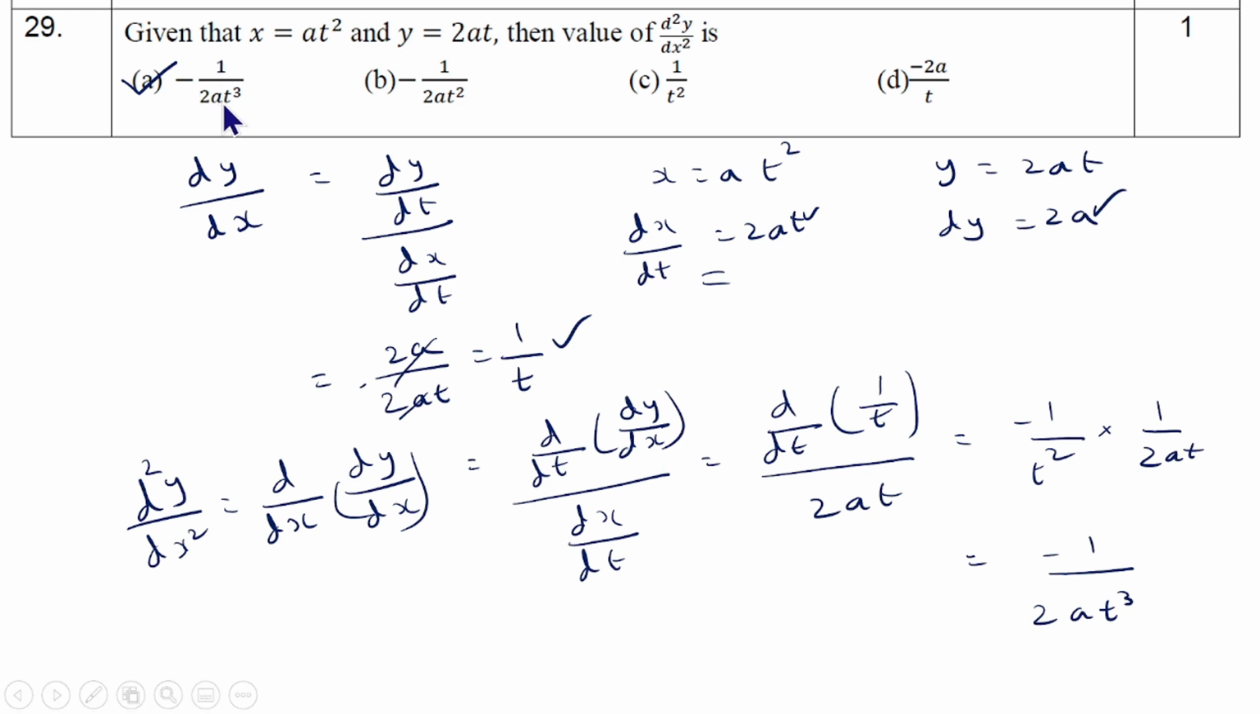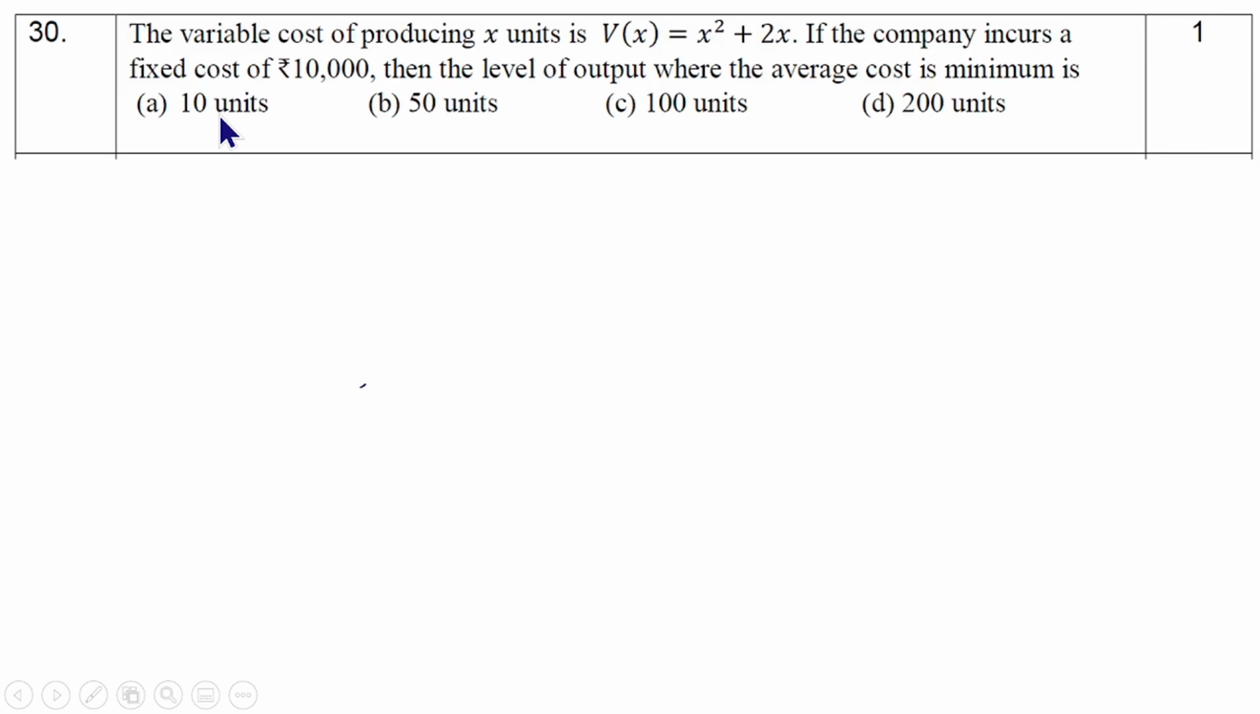So here we have to find the derivative of parametric functions. dy by dx is calculated as dy by dt upon dx by dt. So using the given functions x and y, we can find dy by dt and dx by dt. Using these functions, we get dy by dx as 1 by t and d square y by dx square as minus 1 by 2at cube. So the correct option is option A.